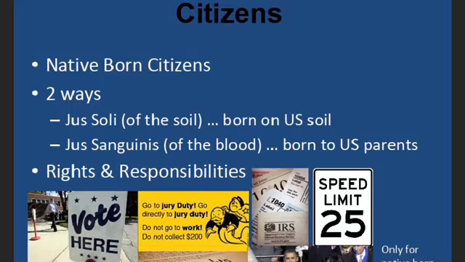It doesn't matter if your parents are from Japan, Egypt, Russia, Brazil, no matter which country your parents are from, if you are born on our soil, you are an American citizen. Jus sanguinis, the word sanguine means blood in Latin. So jus sanguinis is your parents' DNA, your parents' blood is in you. If your parents are American citizens, it does not matter where you are born in this world, you are an American citizen. Those are the two ways you can be a native citizen at birth.